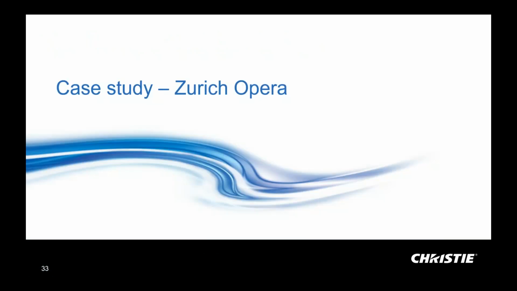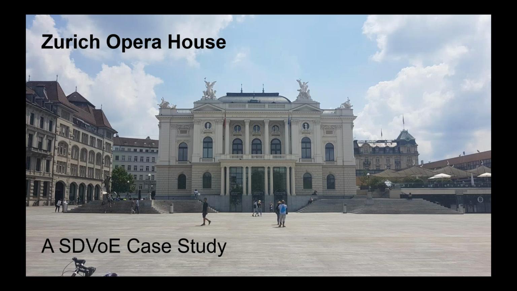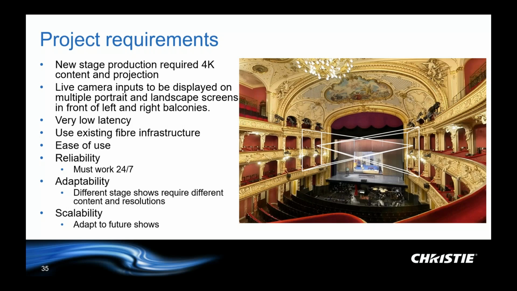So I'm going to go into the case study right now. I'm going to talk about Zurich Opera, which was the first installation we did in Europe, the first Terra installation. This is a photo of the Opera House in Zurich in Switzerland. The first thing I'm going to talk about is the requirements. You can see the photo there of what they wanted to do.